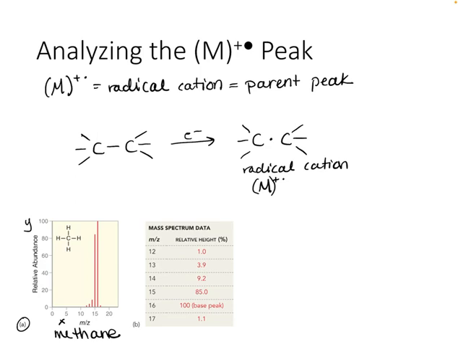So this radical cation has only lost one electron. And remember, electrons have negligible mass. So the mass is really, really small, which means that the mass of our starting material is approximately the same as the mass of our radical cation. So if we can find the peak for the radical cation, then we can figure out the mass of our original compound, which is super useful. If you know the mass of the starting material, that can help you narrow down what compound you have.